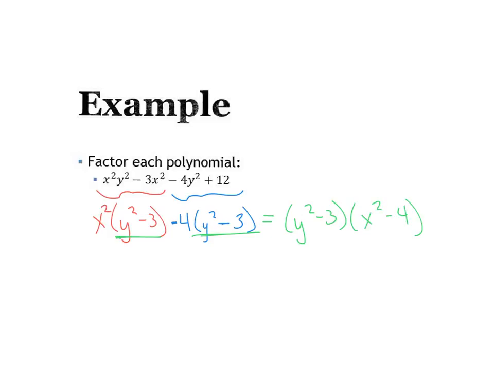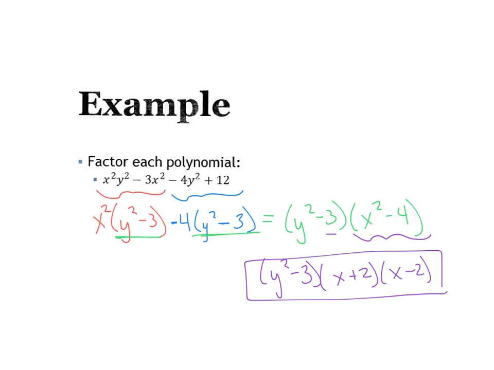Now there'll be times that you're done, but not in this case. What is this? That's a difference of squares. This first one isn't because of the 3. So we're going to leave the first one, and we're going to factor our difference of squares. That becomes x plus 2 and x minus 2. And a great way to check when you're done is you should be able to multiply that all out and get back to where we began.